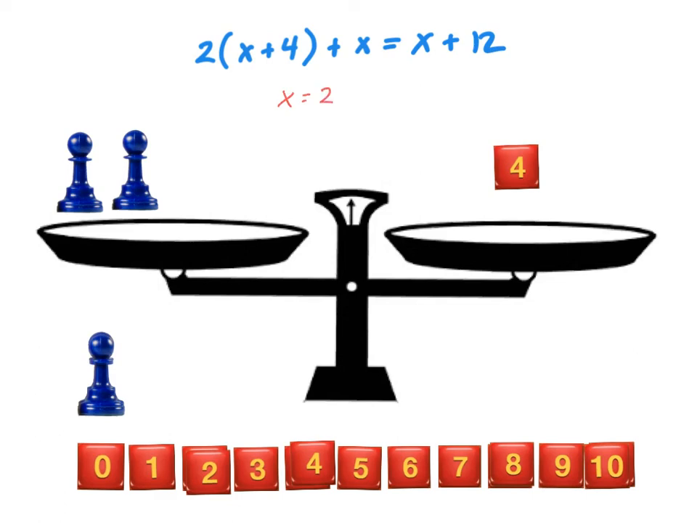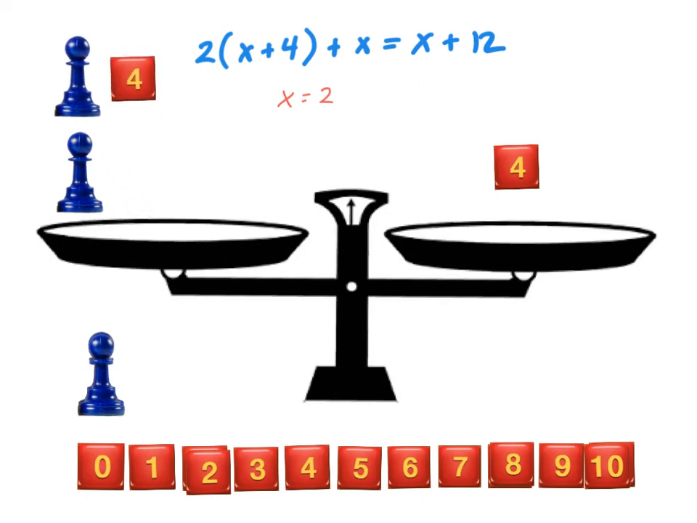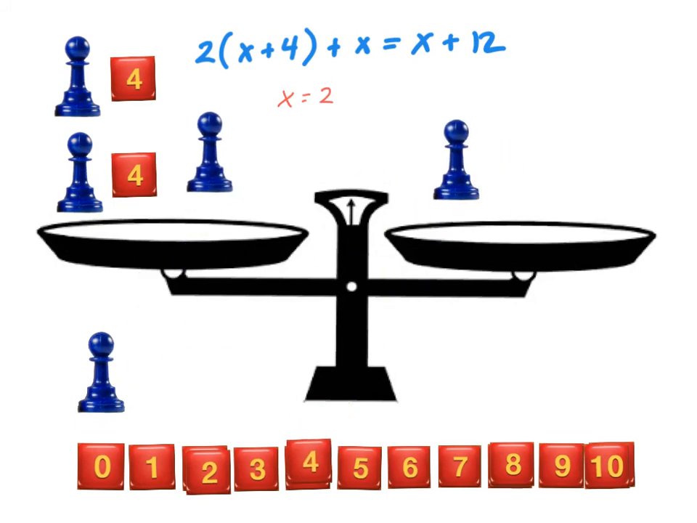To complete the check, I'm going to set up the equation in its original form. So its original form had x plus 4 twice. So I'm going to move this back up here so we can see x plus 4 twice. Then one more x. And then we had x plus 12. And anywhere I see x, I'm going to replace that x with a value of 2.